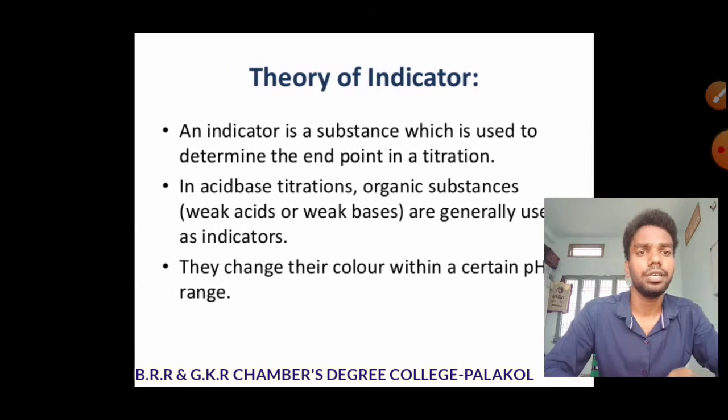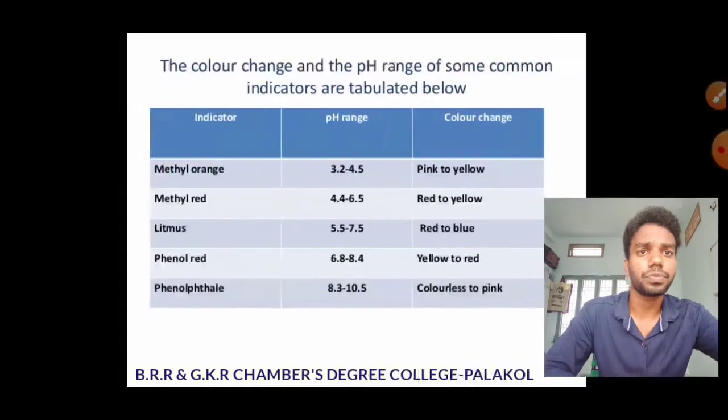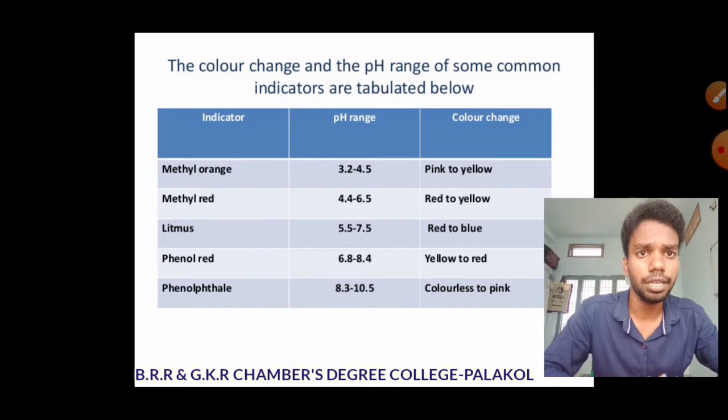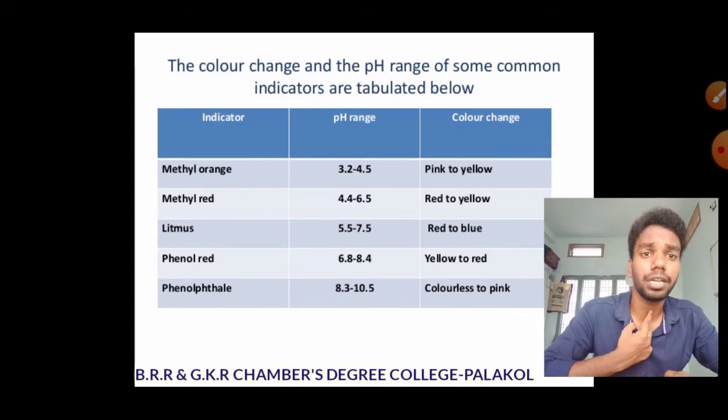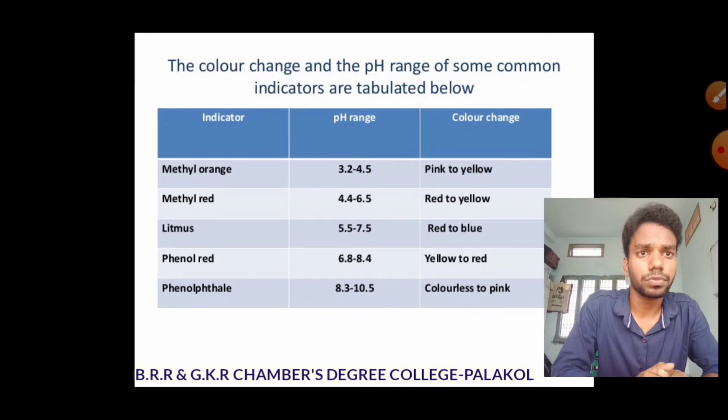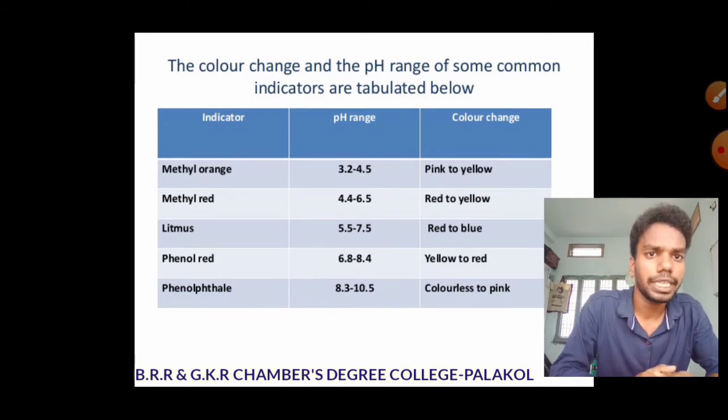So we already discussed it. Each indicator has a specific pH range. So based on the pH range, you choose the indicator for a particular titration, right? Now this thing was already discussed: methyl orange, methyl red, litmus paper, phenol red and phenolphthalein. Just observe the pH range. Methyl orange, 3.2 to 4.2, changes color from red to yellow, right? And methyl red, red to yellow, 4.4 to 6.5 pH range.